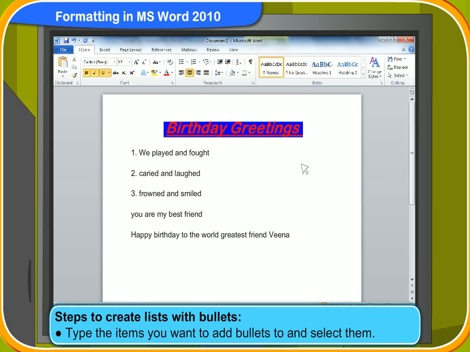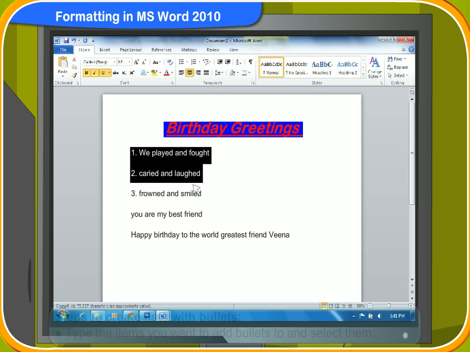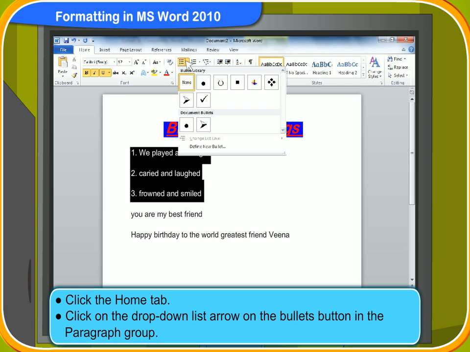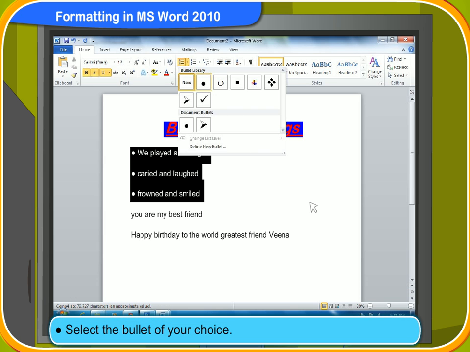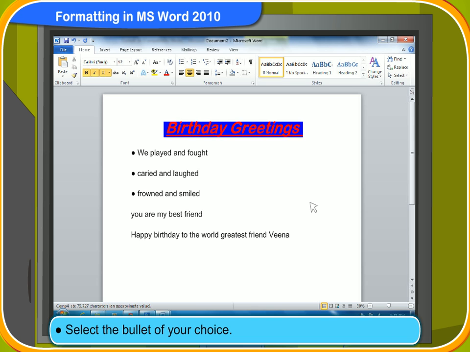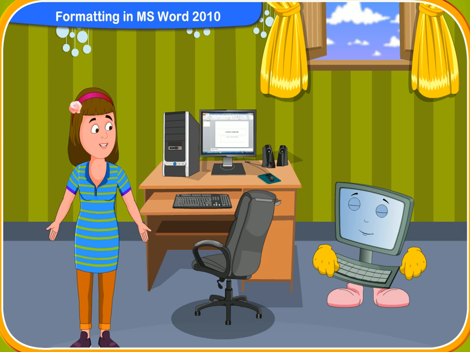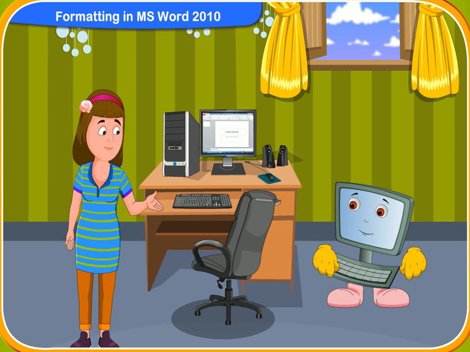If you want to add bullets or other symbols to the list, then follow these steps. Type the items you want to add bullets to and select them. Click the Home tab. Click on the drop-down list arrow on the Bullets button in the paragraph group. Select the bullet of your choice. The list is now bulleted. Doesn't that make it attractive? Yes, Kliko, it does. Thank you for your help.